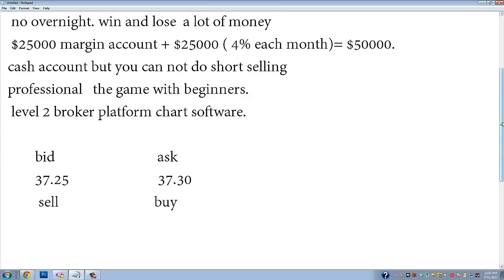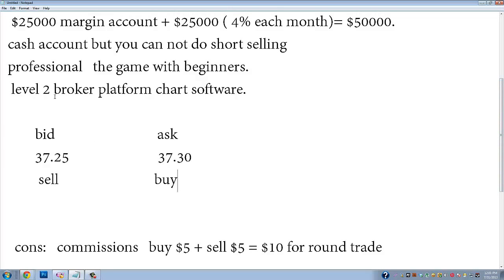Okay, now what is a level 2 broker? Level 2 doesn't give you just one bid.